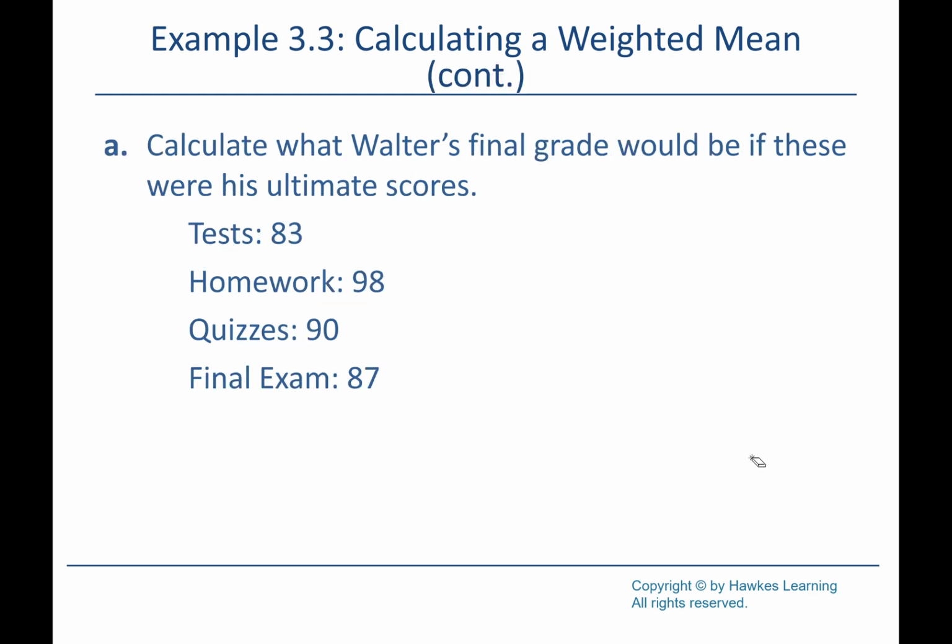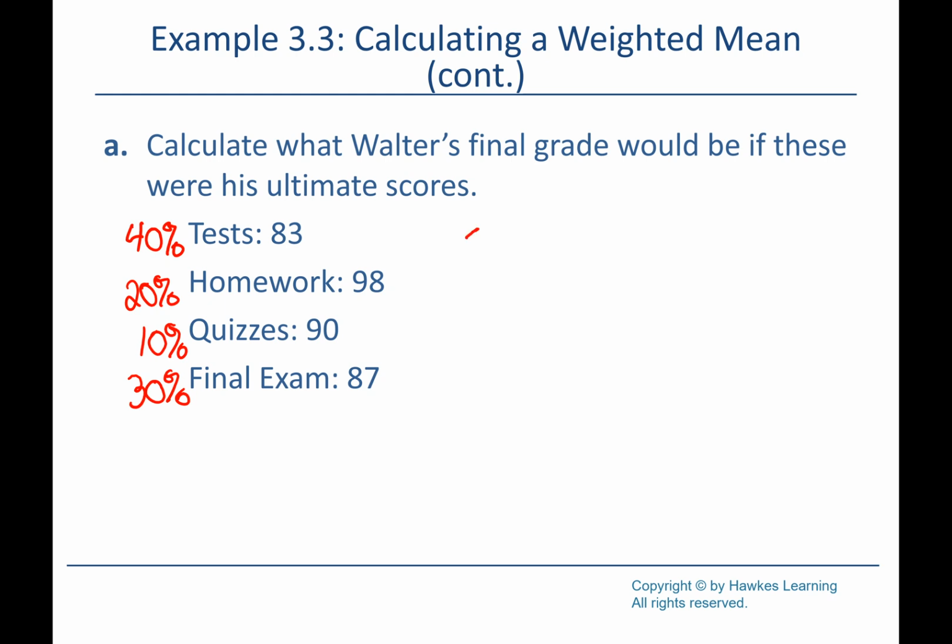Okay, so here we go, and I'm going to write down the weights. Tests were 40%, homework was 20%, quizzes were 10%, and final exam is 30%. That way we don't have to flip back. So if these are his final scores, we want to calculate his grade, which would be a weighted mean. Here we're going to take each score, each grade, those are our data values, multiply it by its weight, and then we will divide by the total weight.